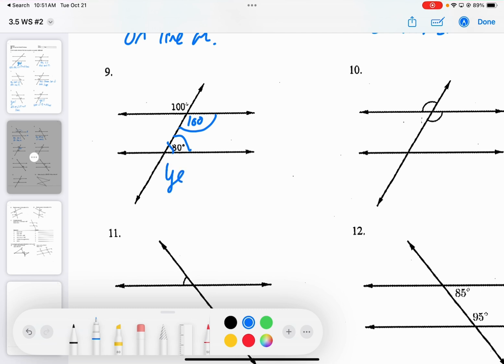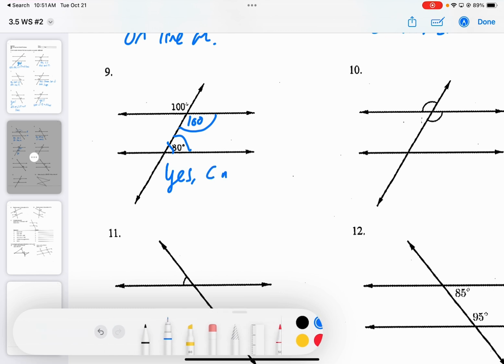So we could say, yes, consecutive interior angles, supplementary, imply parallel lines. Okay. All right, number 10.